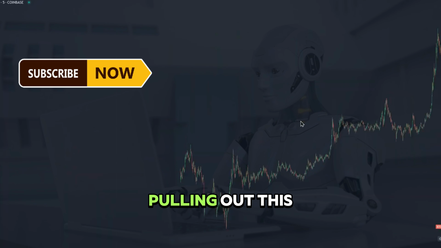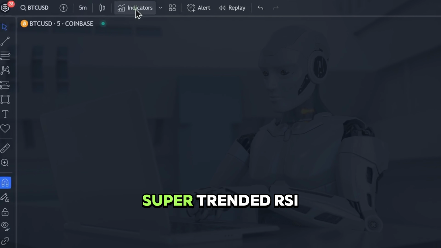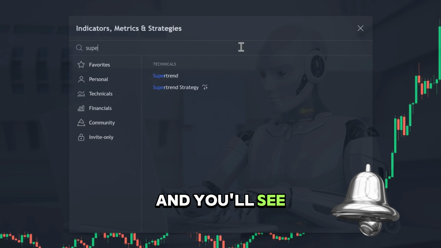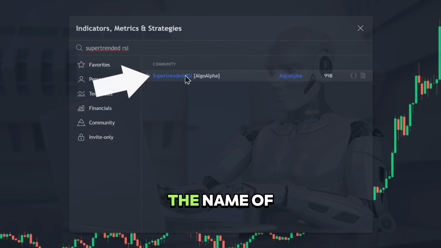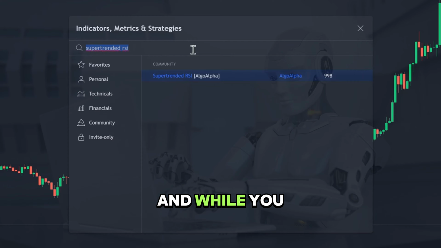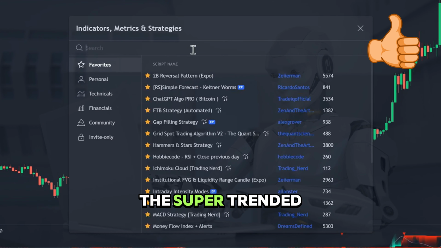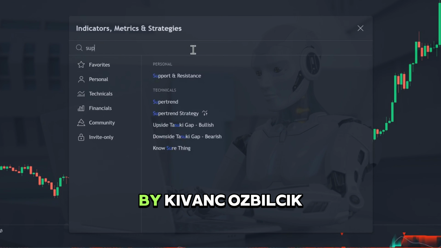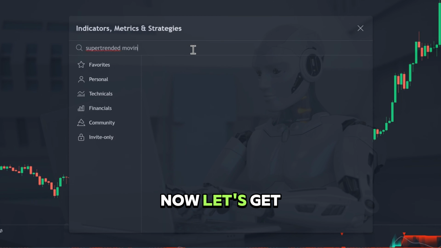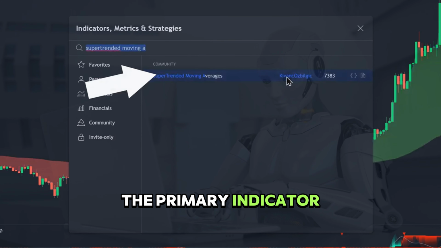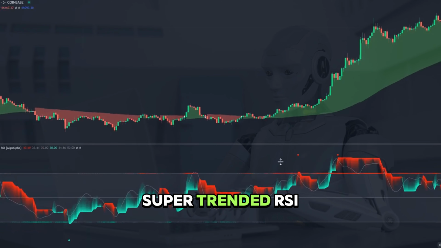Let's start by pulling out this amazing indicator which is called Supertrended RSI, and you'll see that it's developed by the user who goes by the name of Algo Alpha. And while you are in the search box, also bring in the Supertrended Moving Averages, which was created by Kevon Ozbilik. Now let's get into detail about the primary indicator in the strategy, which is the Supertrended RSI.